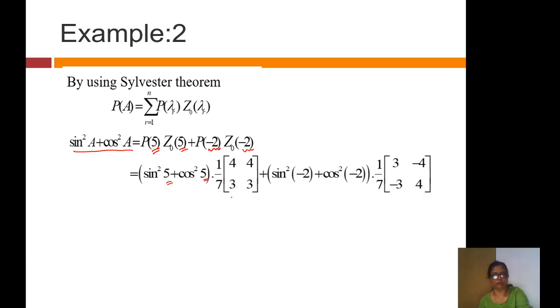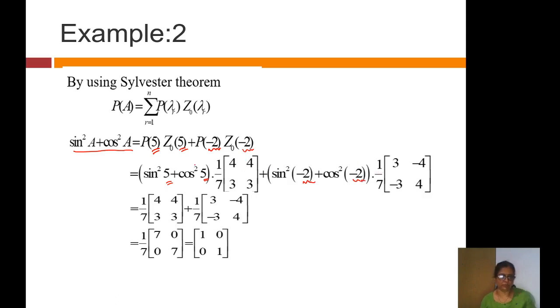Here Z0 of 5 means equation 1. Then P of minus 2, A is replaced by minus 2, and Z0 of minus 2 is equation 2. Now we simplify this. Its value equal to 1 because sin square A plus cos square A equal to 1, plus sin square of minus 2 plus cos square of minus 2, its value again 1. Here the remaining value, 1 by 7, we take outside and simplify the remaining terms, and we get the identity matrix.